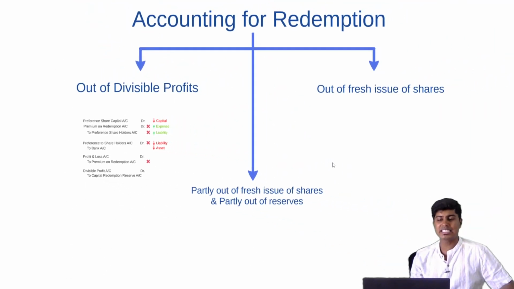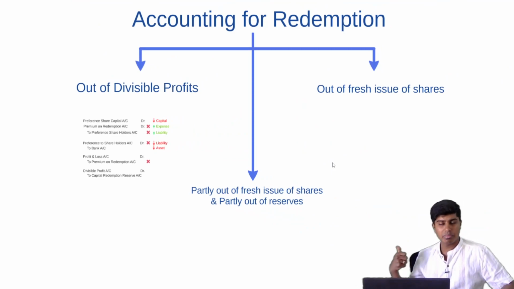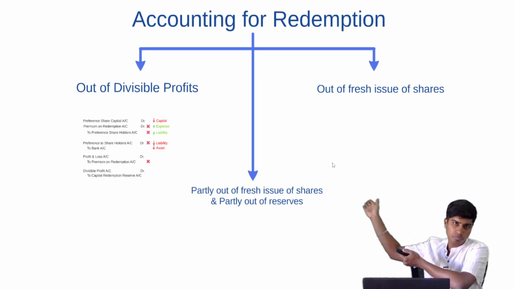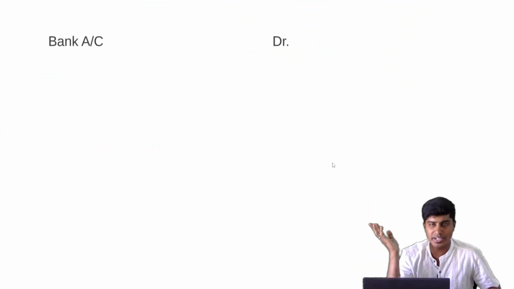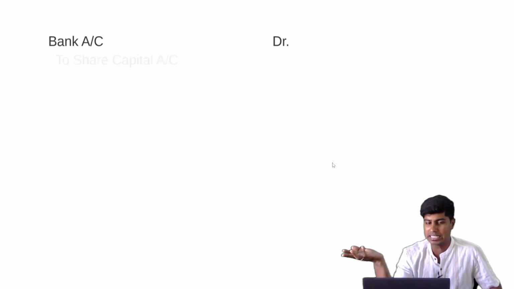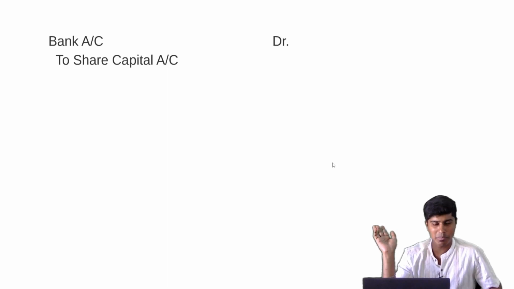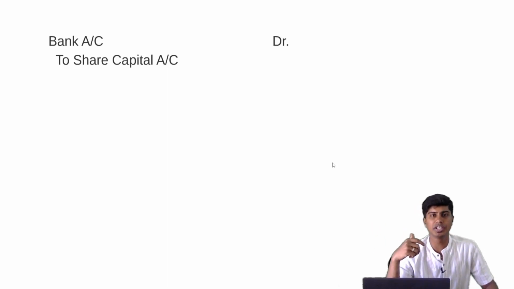Let us now see the next case, how to deal with redemption of preference shares by raising the money out of fresh issue. Firstly, the company will issue fresh shares, because of which the bank balance will increase, so we will debit the bank account, and the share capital will also increase, so we credit share capital. If there is premium on issue, write it to securities premium account. This money will be used to redeem preference shares.